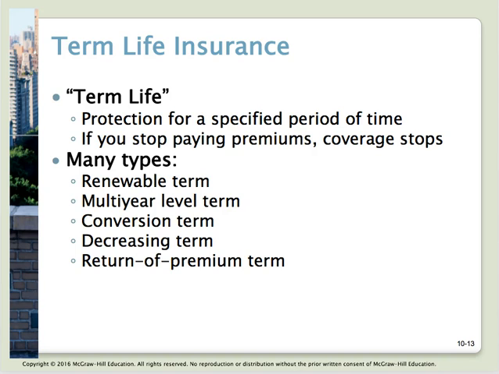So term life insurance is protection for a specific period in time, or for a term of time, usually 1, 5, 10, 20 years, depending on what your policy is, usually up to the age of 70. And then once you hit age 70, normally term life ends. You can't get a term life insurance policy once you're past that age.